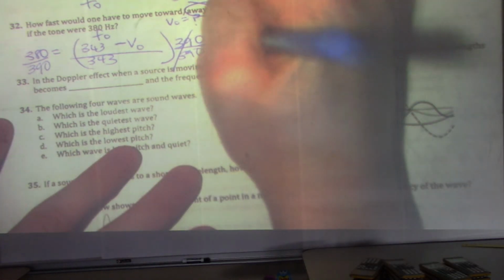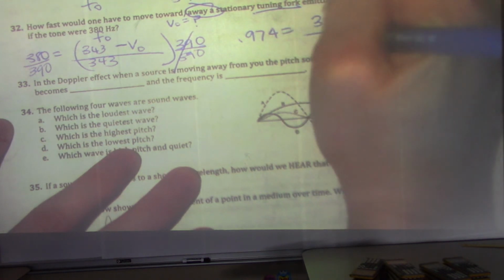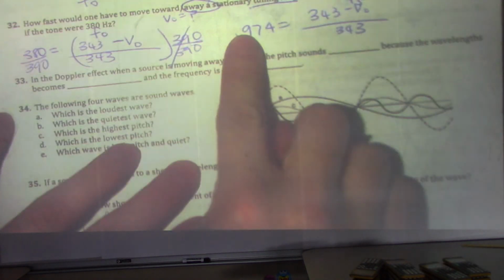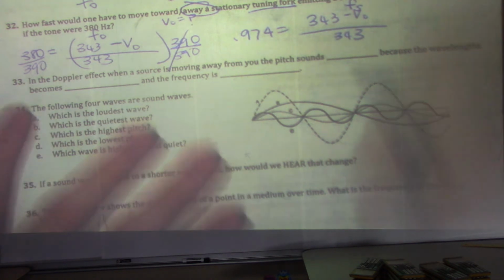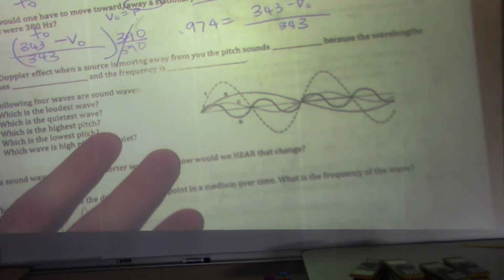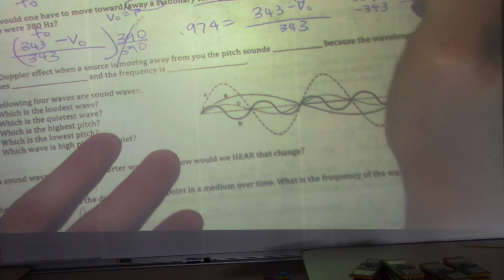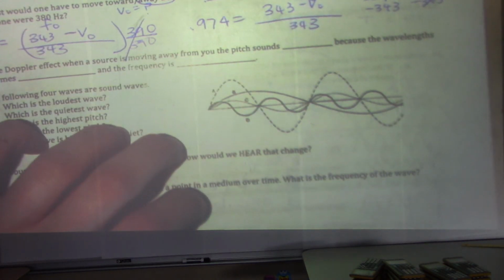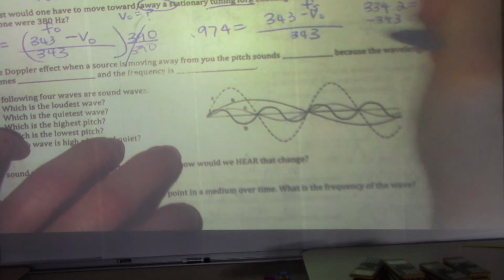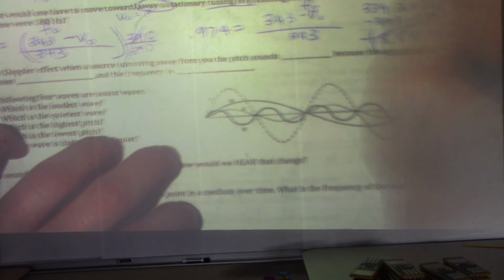So it gives me 0.974 equals 343 minus V0. 343, going to multiply the 343 up. So then that becomes 334.2 equals 343 minus V. And then now I just subtract the 343 over. So that gives me negative 8.8, and then the negative sign, because technically this is negative V naught, so the negative signs will divide out, so 8.8 is your answer.